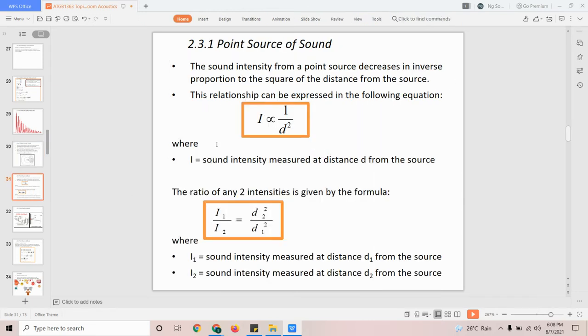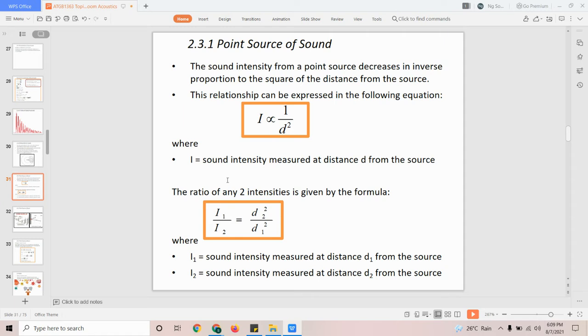And with that, we can come up with an expression or a relationship, which is this formula. We have I, which is sound intensity, is proportional to 1 over d squared. This is very similar to what you have in your chapter 1, which is lighting. The fundamental principle behind lighting and energy is very similar in the sense that as they move further and further away, their amount of energy decreases. That's why the formula they use is very similar.